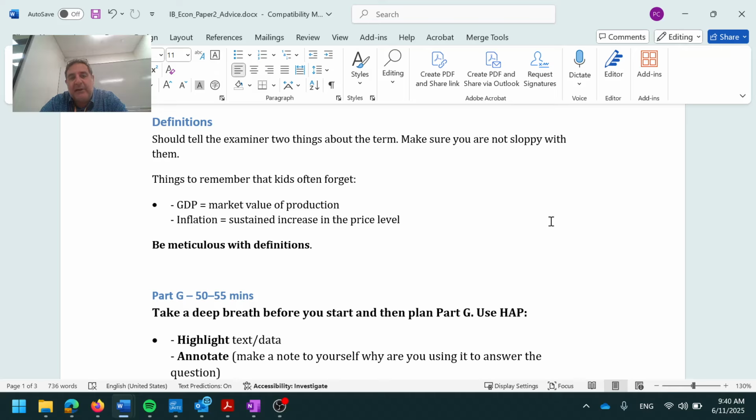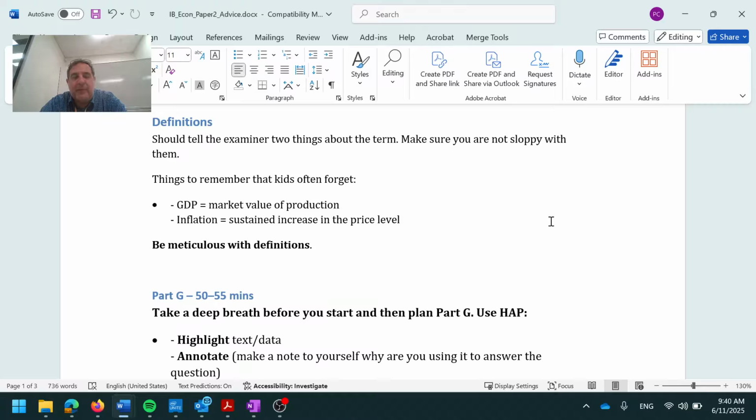Just some hints there, if you get GDP or a version of GDP as your definition, make sure you say it's the market value, all right? Market value of production. Please say that, because if not, you might just get 1.